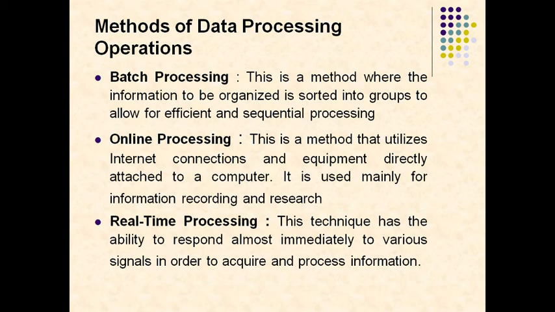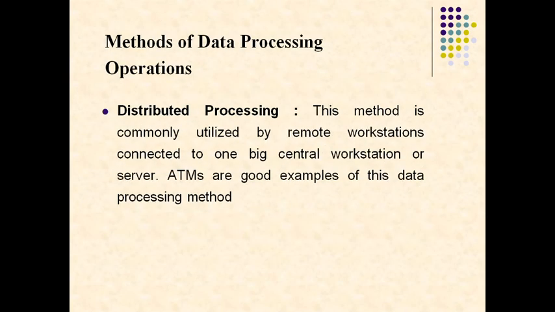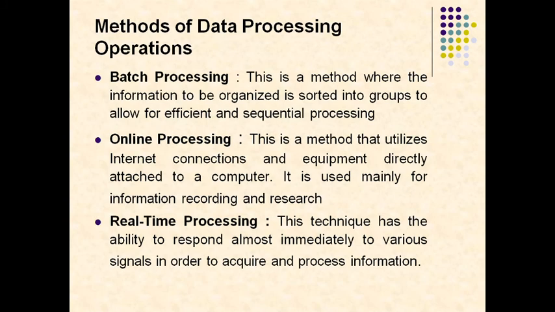So what are the types of data processing operations in computers? These are the methods of data processing operations in computers. That is batch processing, online processing, real time processing, and distributed processing. So there are four different types of data processing operations in computers. Okay, students. So what are these?